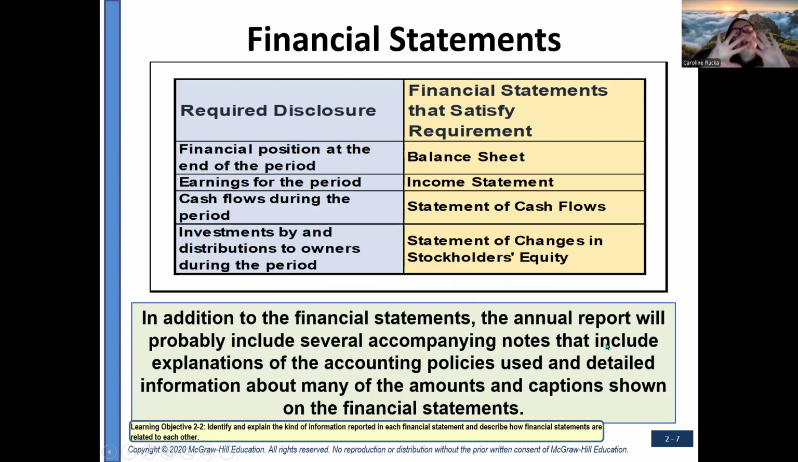So when you put all the financial statements together, the balance sheet, the income statement, the cash flow statement, and the stockholders' equity statement, we call this the annual report. It also includes notes to accompany the financial statements. That's any additional disclosures that we need to make in our financial statements, okay? And we also have management's discussion and analysis where they talk about the overall financial condition of the company.